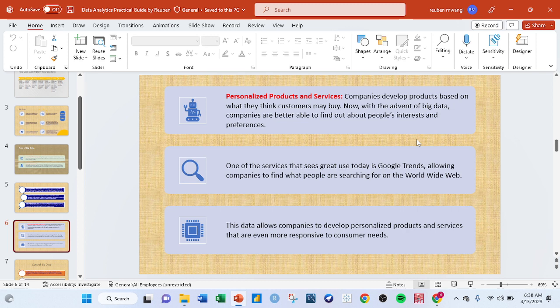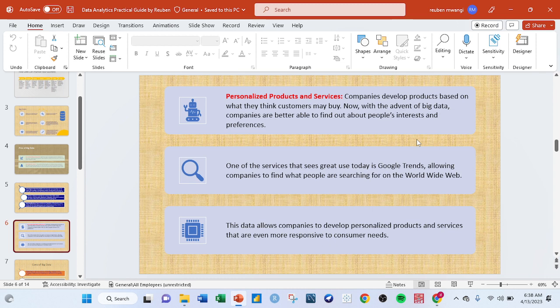Okay, the other one is about one of the services in great use today, Google Trends, allowing companies to find what people are searching for on the World Wide Web, which is www. In this case, we're saying we have people who are all researchers. Let me call them researchers. They just use Google Trends to identify what people are searching for mostly.